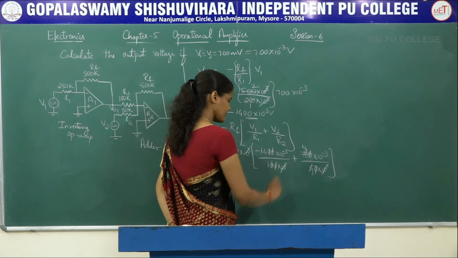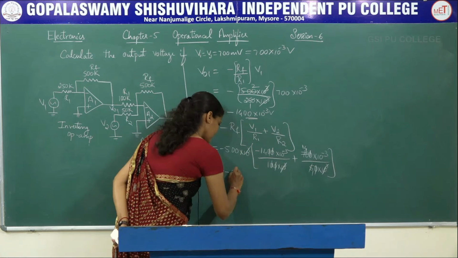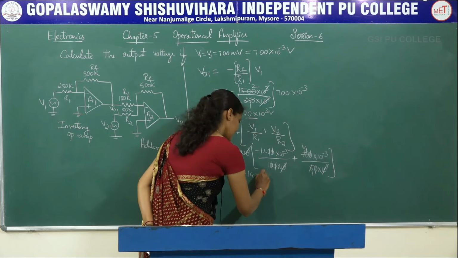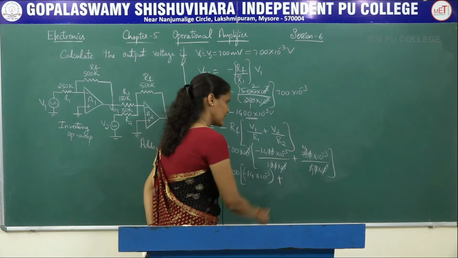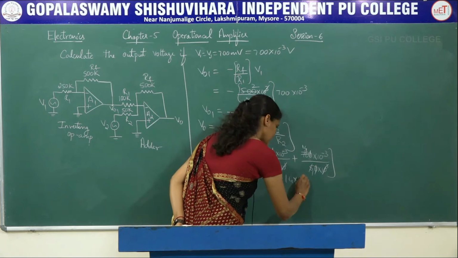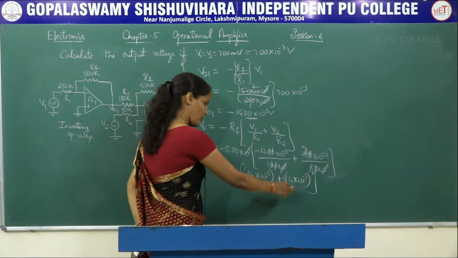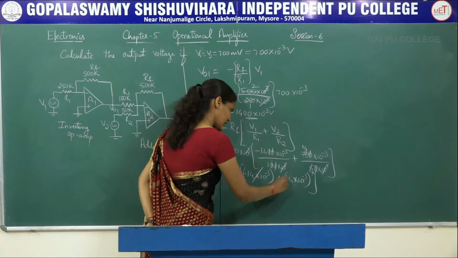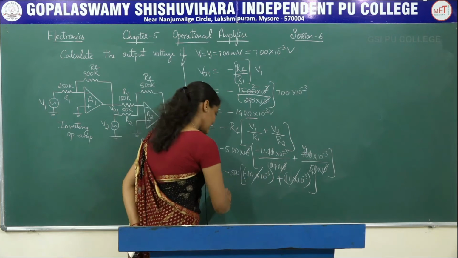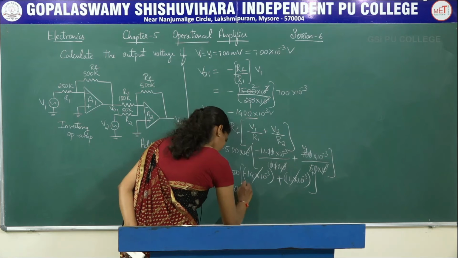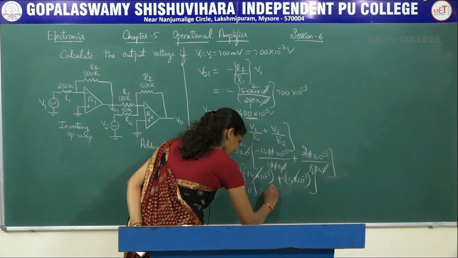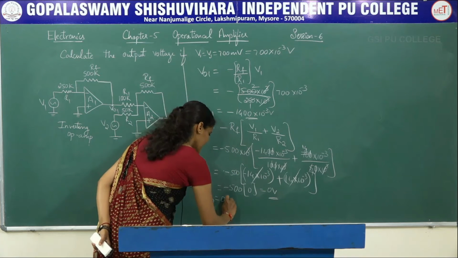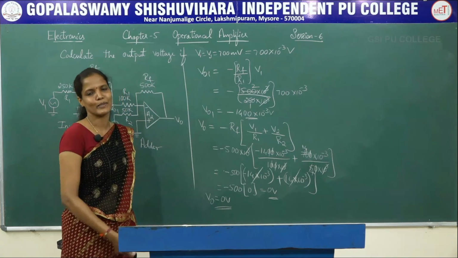Right? So I'll be left with minus 500 of minus 14 into 10 to the power of minus 3 plus 14 into 10 to the power of minus 3. So plus 14 into 10 to the power of minus 3 minus 14 into 10 to the power of minus 3 both get cancelled. So here the answer will be equal to 0. Minus 500 into 0, which is equal to 0 volts. So the final output voltage V0 is equal to 0 volts in this particular problem.